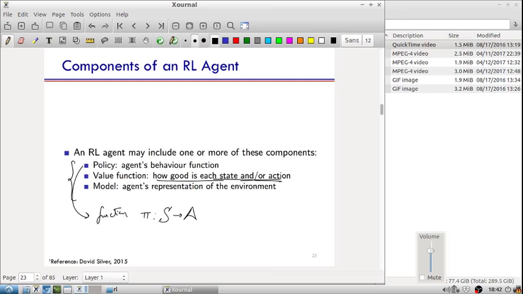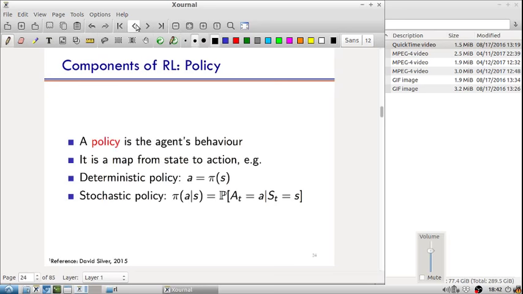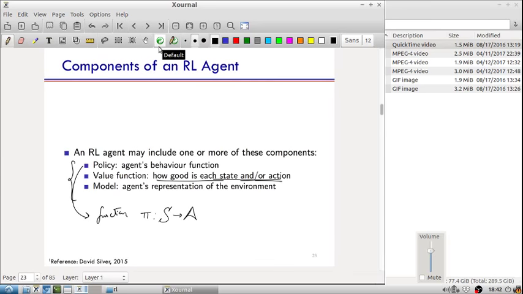The third object is just a model. What does the agent think the environment looks like? If the agent knows exactly what the environment looks like, then the problem is actually simpler. This point is kind of important.